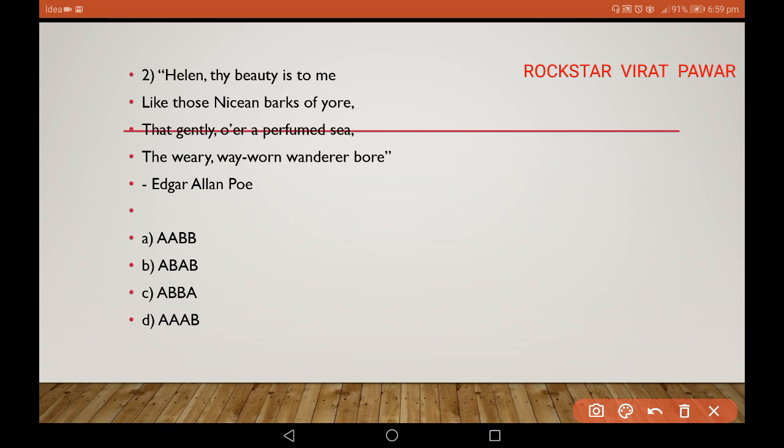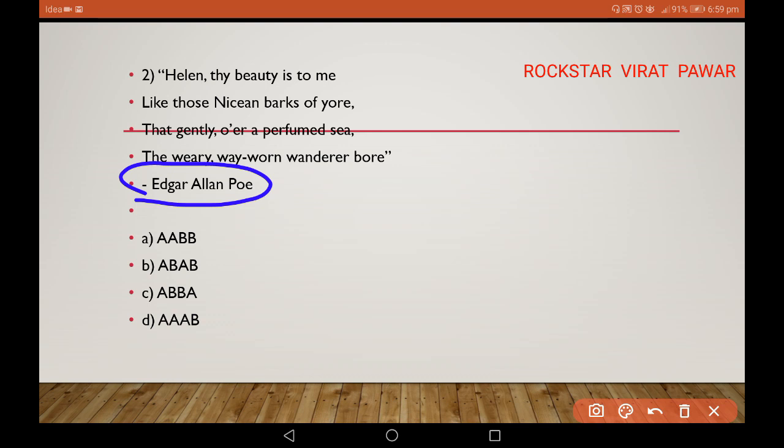See, "Helen, thy beauty is to me like those Nicean barks of yore, that gently o'er a perfumed sea the weary, wayworn wanderer bore." This poem is of Edgar Allan Poe. This is the poetry of Edgar Allan Poe. Now we have to find out the rhyme scheme of this poem also.